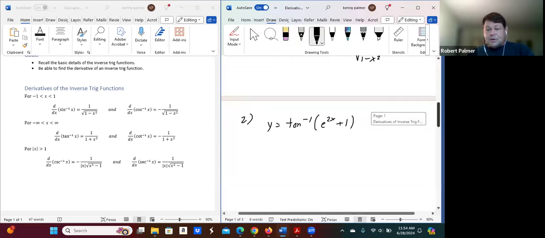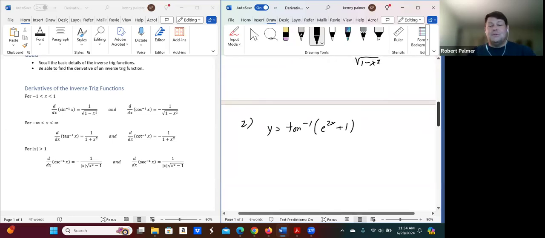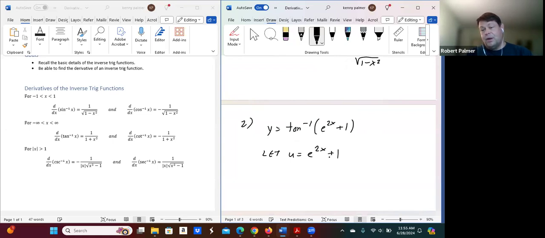Now the next part is not something you have to do, but it's also good practice using something called u substitution. So what we're going to do is let, once again, this is optional, but it can make things a little bit easier to work with. Let u equal e to the 2x plus 1.